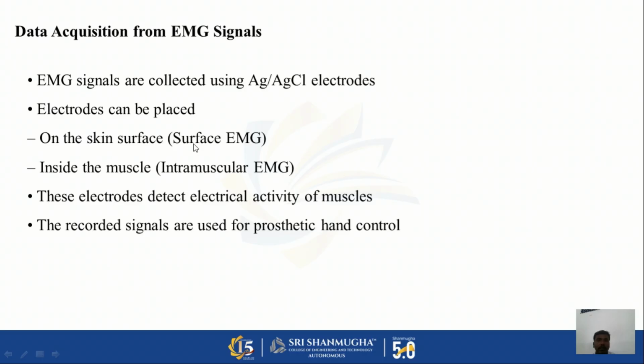EMG stands for electromyography, which measures electrical activity generated by muscles. In this system, we use silver chloride electrodes. These electrodes can be placed either on the surface of the skin or directly inside the muscle. When a person tries to move their hand, muscles generate electrical signals. These signals are captured and sent to the processing system.